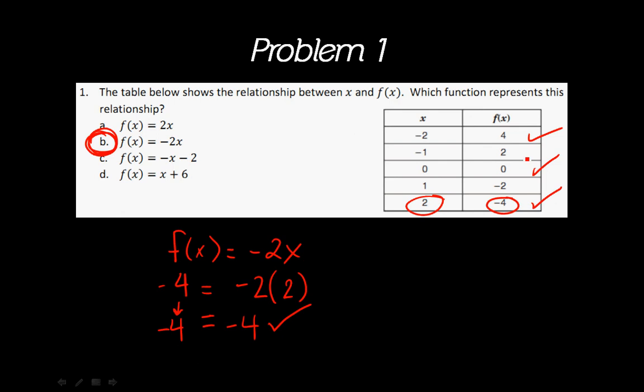On the TAX test, I would expect you to also do these 2 points. And even if you know that this equation here works with all of the points, I expect you to do C and D just to be sure that you didn't make any weird mistakes or misunderstand the question.